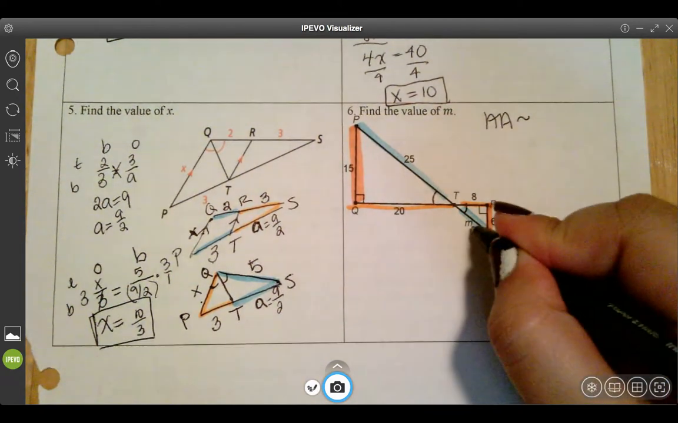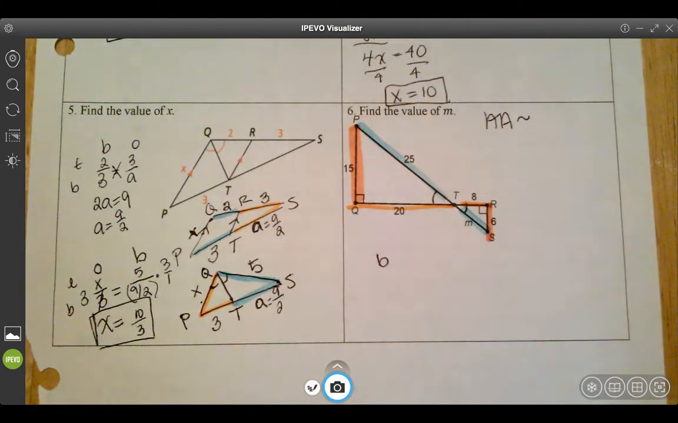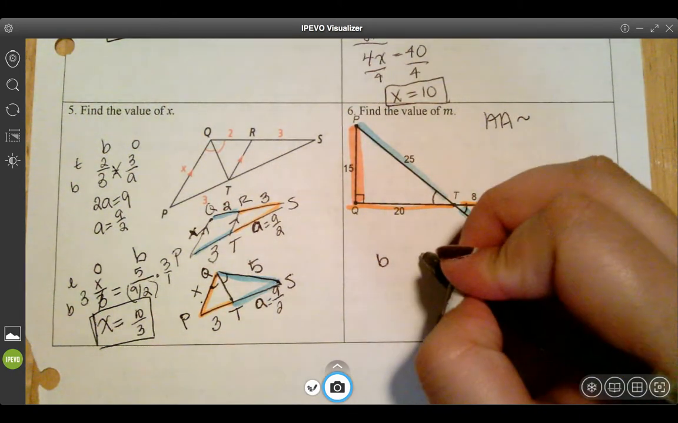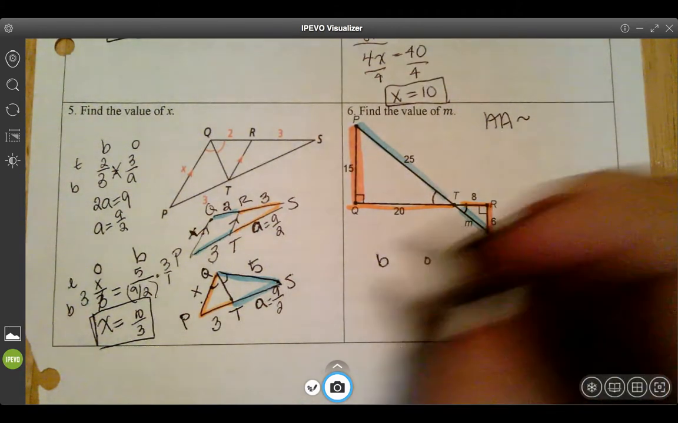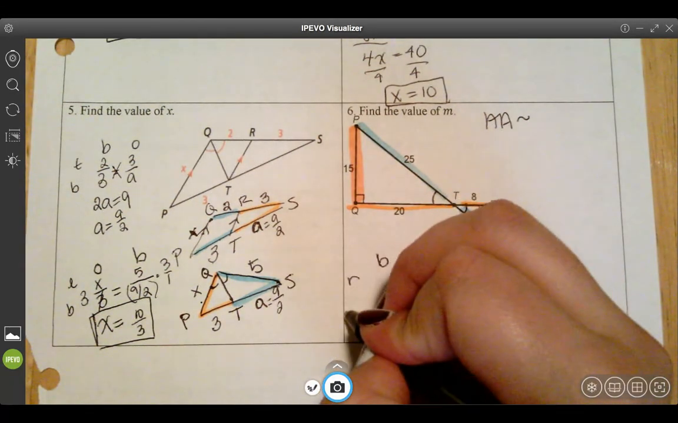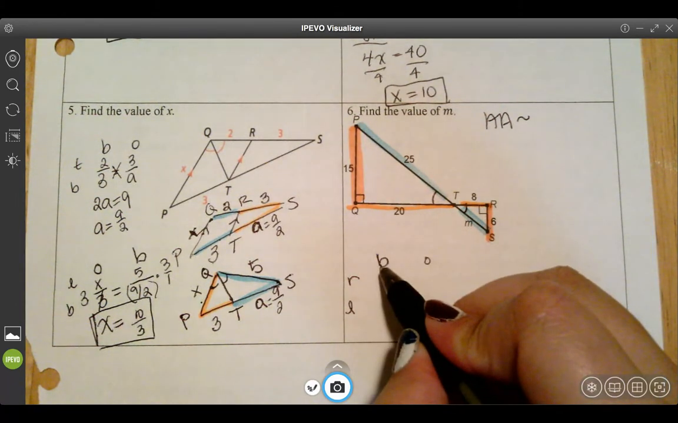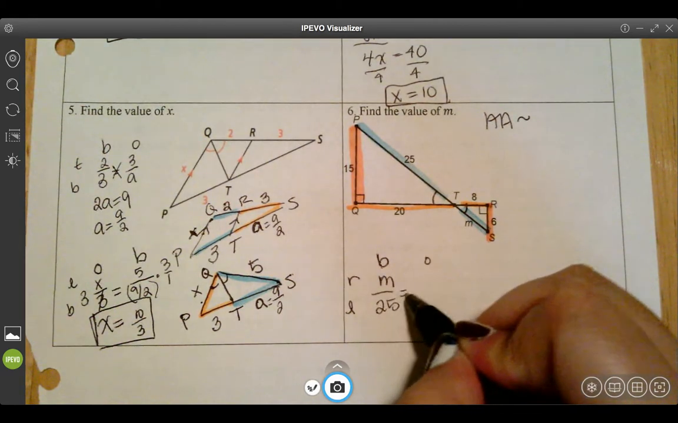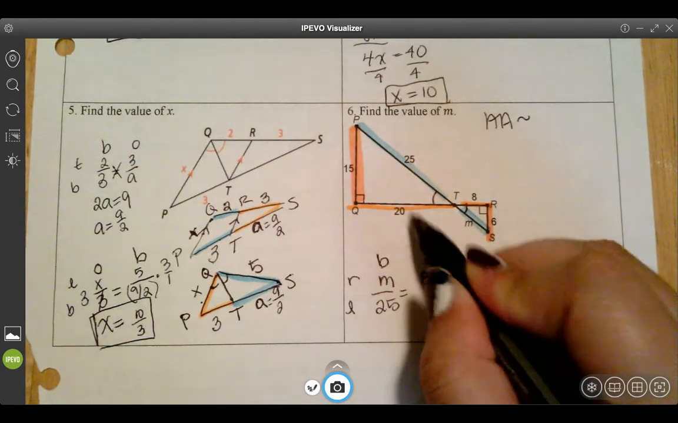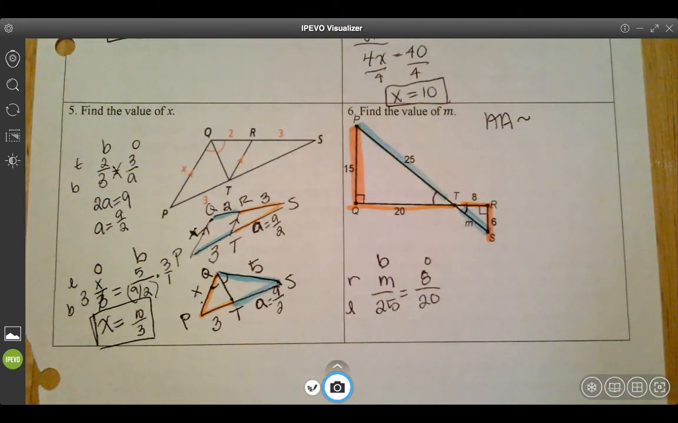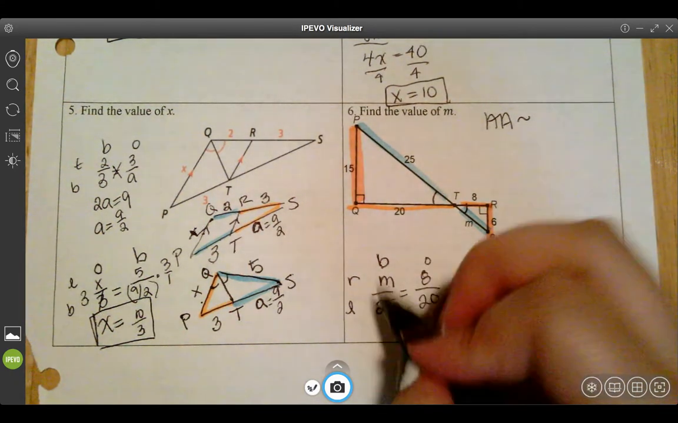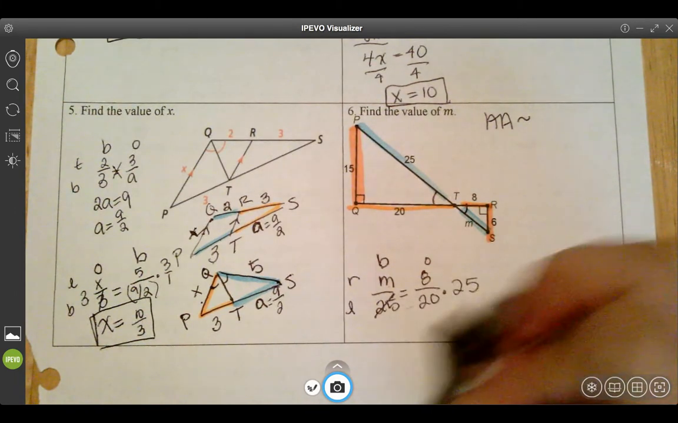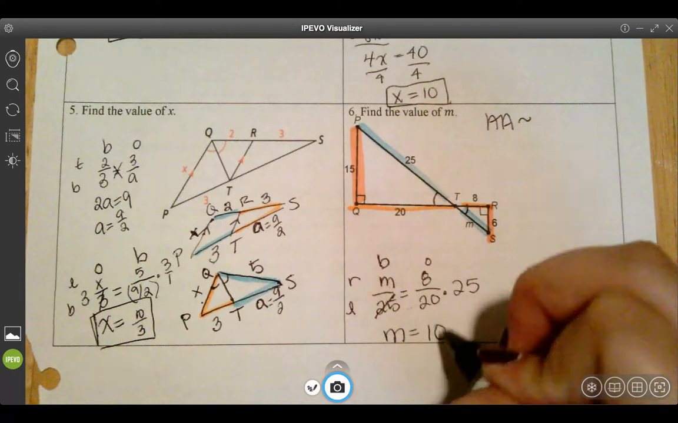We know we want to solve for m, so we need to use the blue sides. And then orange and pink both have both segment lengths we know, so we can use either one. It doesn't matter. I'll choose to use orange. Okay, and then we'll say right triangle and left triangle. So blue from our right triangle is m. Blue from our left triangle is 25. Orange from our right triangle is 8. Orange from our left triangle is 20. Now, because of the way this is set up, m is in the numerator, so we can just multiply by 25 to find that m equals 10.